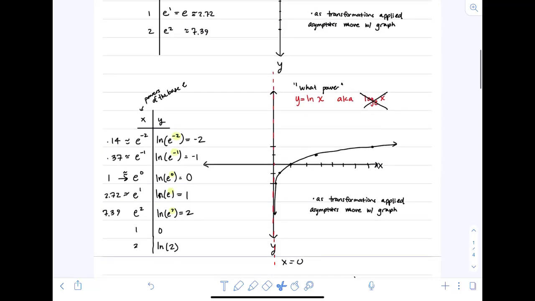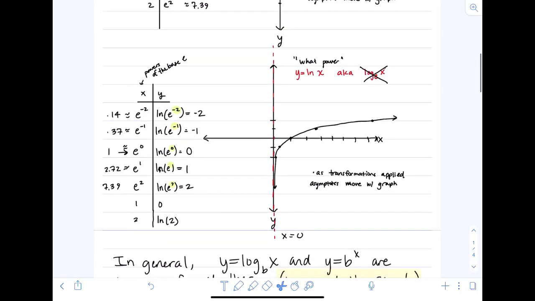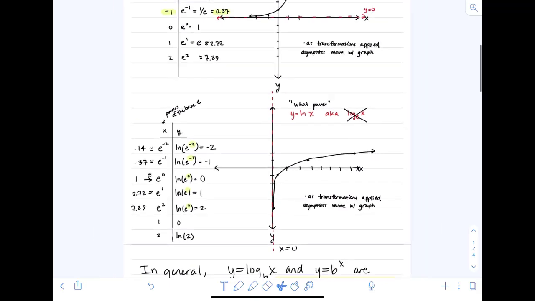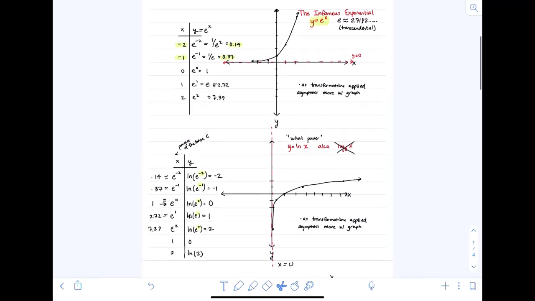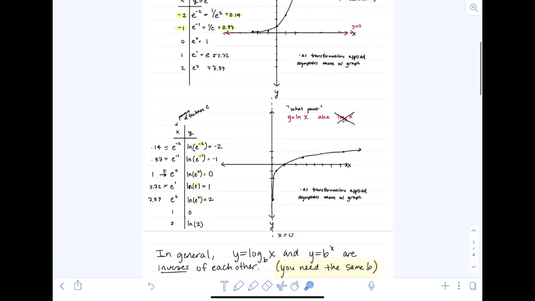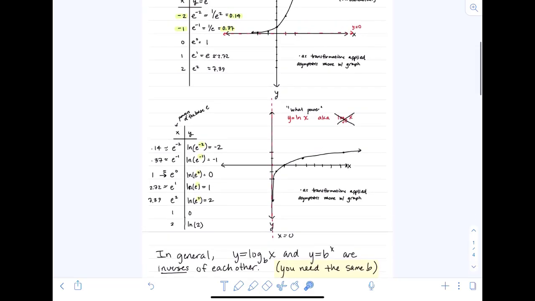Okay, so moving on. In general, what we just noticed, if we look between our two graphs, let me shrink this down. If we look between these two graphs here, you'll see that the points x and y switched. So notice how the t-chart completely switched here and here. Isn't that pretty cool?